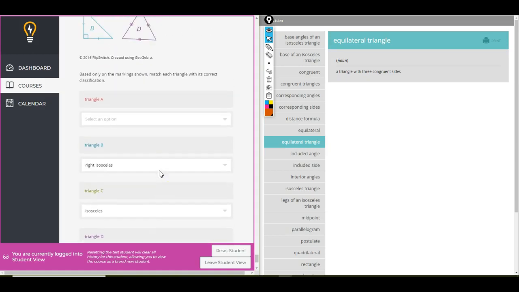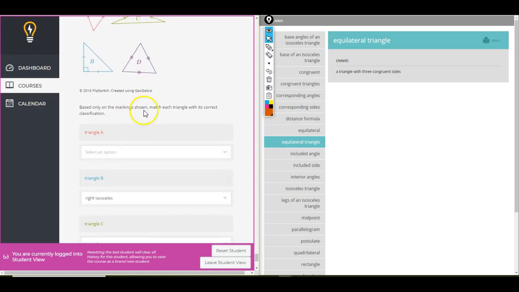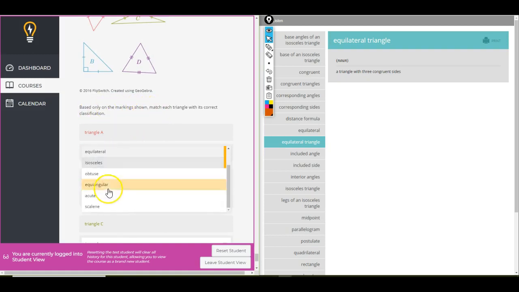Now, looking at the other options, it's based on the markings shown. Obtuse means I would have to have an angle to know if it's obtuse. Equiangular means I would have to know if all of the angles are indicated, which none of them are, so I cannot choose equiangular. Acute also depends on an angle, so I cannot choose acute.